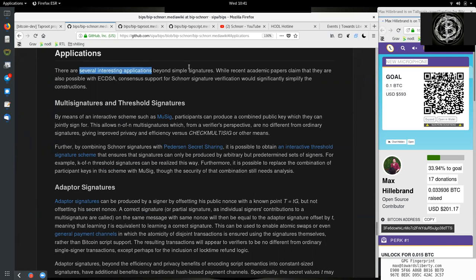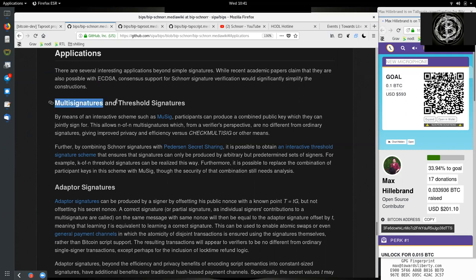There are several interesting applications beyond simple signatures. While recent academic papers claim that they are also possible with ECDSA, consensus support for Schnorr signature verification would significantly simplify construction. Yes, we can do multi-party and threshold signatures with ECDSA, but they are, as the entire ECDSA scheme is, rather a kind of hack around it, with Schnorr signatures just being the intuitive and, quote-unquote, trivial way of achieving the same goals. And again, with all the benefits that we have discussed previously, including but definitely not limited to actual security proofs and much more efficient and data-size-wise smaller transactions and signatures.